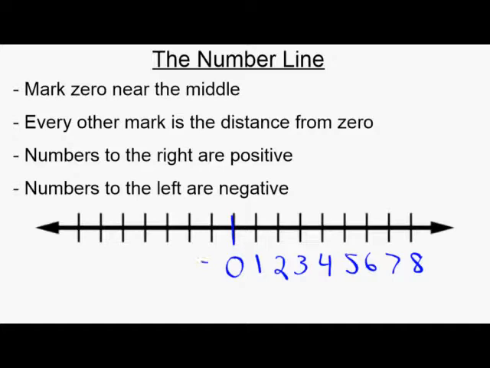And numbers to the left are negative. So this would be -1, -2, because these tick marks are 2, 3, 4, 5, 6, and 7 away from 0, but negative because they are to the left.